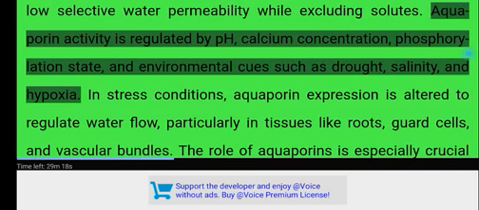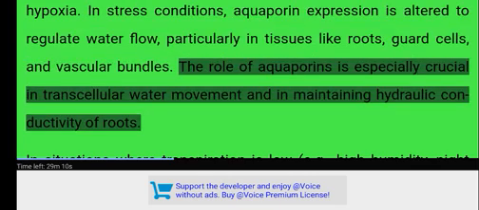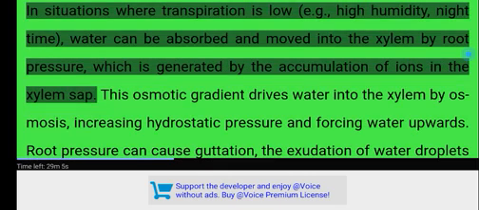Aquaporin activity is regulated by pH, calcium concentration, phosphorylation state, and environmental cues such as drought, salinity, and hypoxia. In stress conditions, aquaporin expression is altered to regulate water flow, particularly in tissues like roots, guard cells, and vascular bundles. The role of aquaporins is especially crucial in transcellular water movement and in maintaining hydraulic conductivity of roots.